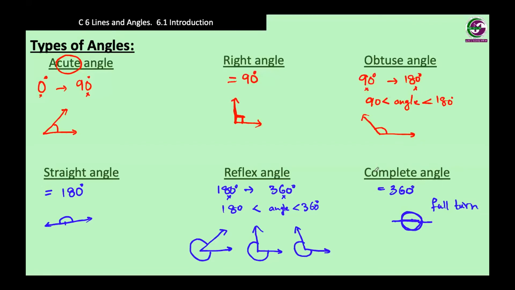So we studied the main 6 types of angles, and also we studied the zero angle. So what is a zero angle? An angle which measures 0 degrees. So in total there are 7 types of angles now.